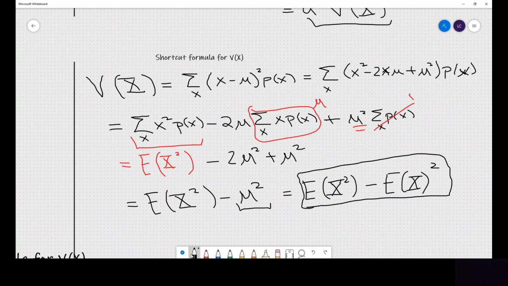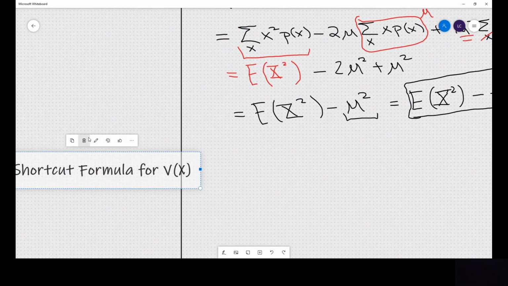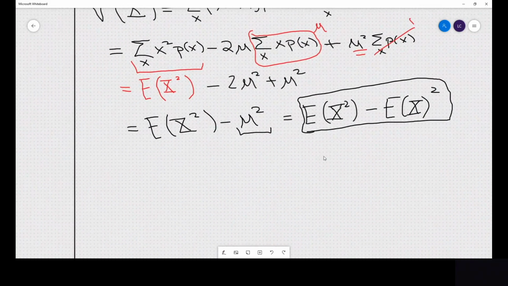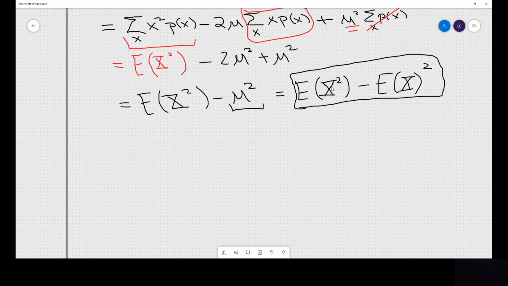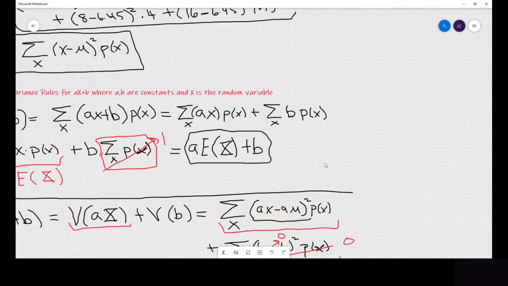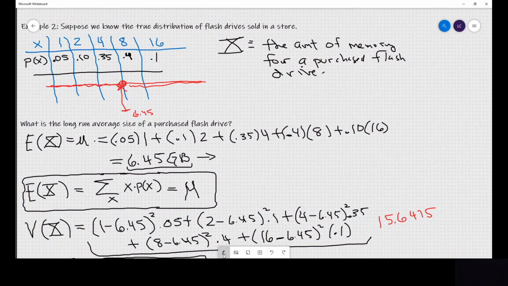Now, what does that look like? What is the expected value of x squared? Well, let's find this. Let's delete that. All right. So let's actually do this on the distribution that we've already been given in the example problem up here. I'm going to do it in a different color, green. I want to find the expected value of x squared, just so you've seen this before.